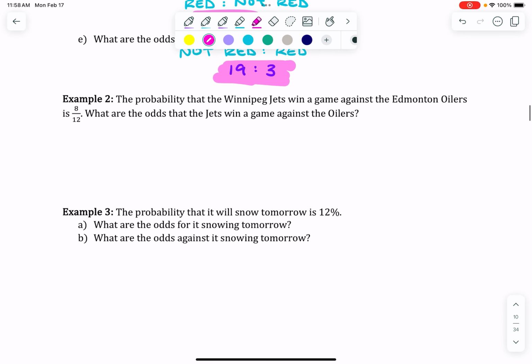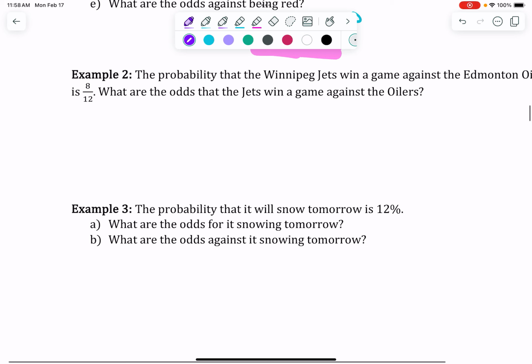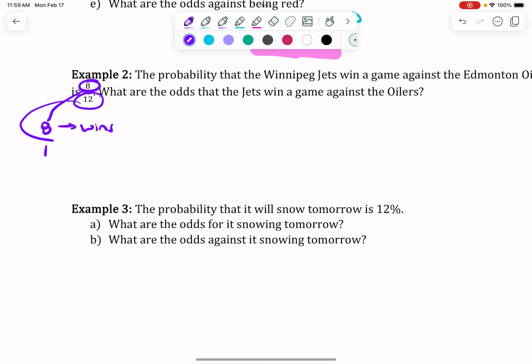Okay, going through. The probability that the Winnipeg Jets win their game against the Edmonton Oilers is 8/12. What are the odds that the Jets win a game against the Oilers? Well, I know that the 8 represents wins. The 12 represents total, which means that difference, 12 minus 8, represents a not win.